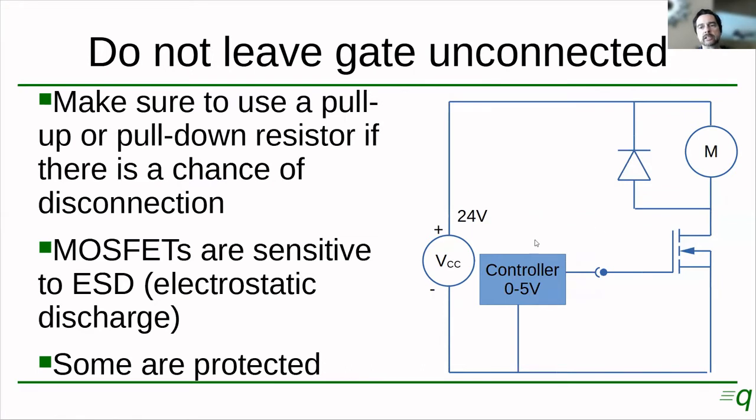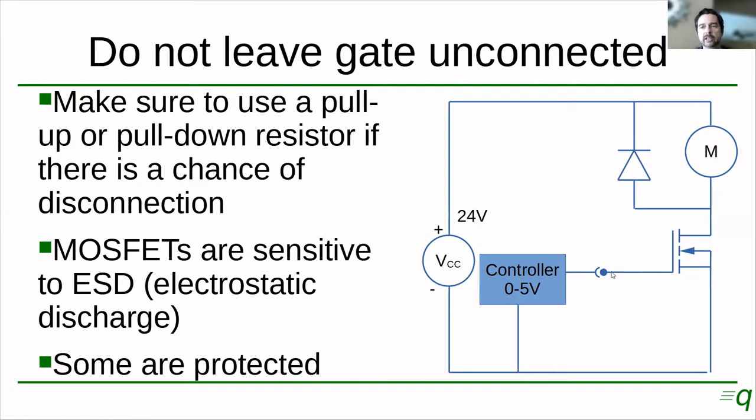Let's consider this circuit, right? So we have the same controller, the same circuit as the previous slide, but this is symbolizing a connector here, the female side and the male side. And this is connected to the gate of the transistor and the controller. So maybe we can disconnect the controller from the gate. Now, this is something you have to avoid.